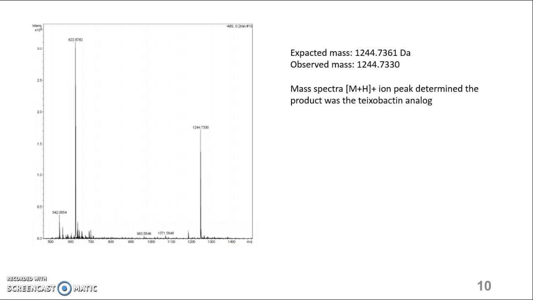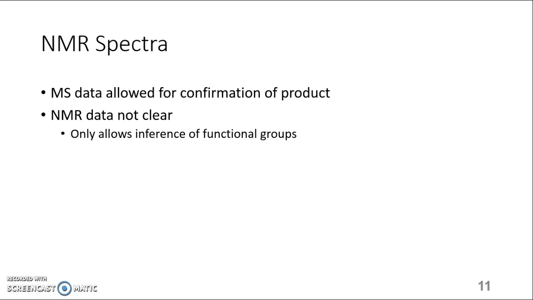So they did this by mass spec, and they took a look at the expected mass, and the expected mass was 1244.7361 Daltons, and they took a look at the M plus H ion peak, and here's the peak here, and it was indeed very close to the expected mass of the tixobactin analog. So as you can see, it was nearly exact. It was very, very close, and from there they determined that they indeed got the compound.